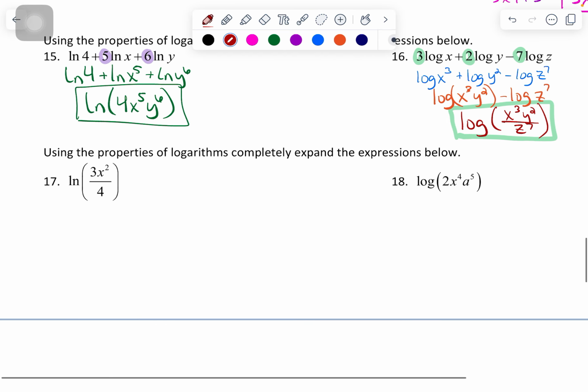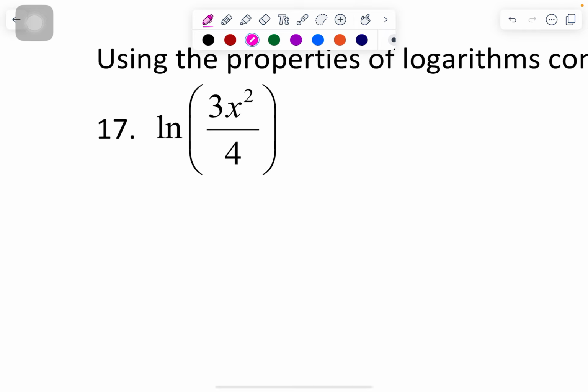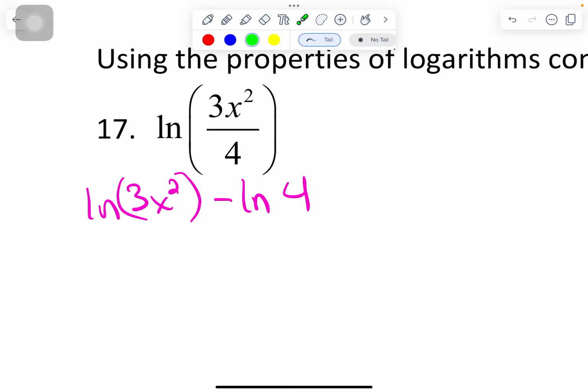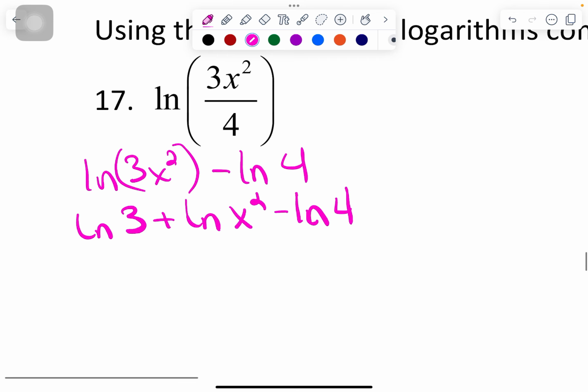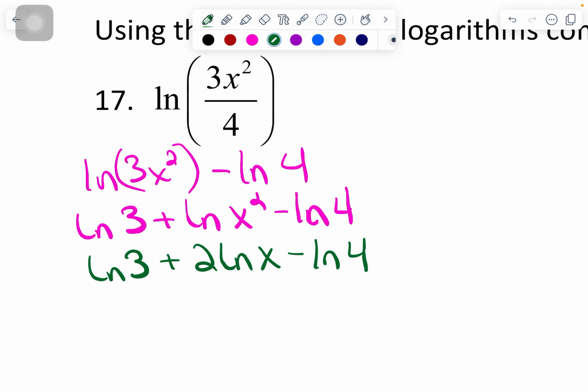And then for problem number 17, we're going to reverse it. So the first thing I'm going to do is split the division. So the natural log of 3x squared minus the natural log of 4. I'm going to split on the multiplication. So the natural log of 3 plus the natural log of x squared minus the natural log of 4. And the last thing I'm going to do is fly the exponent. So natural log of 3 plus 2 times the natural log of x minus the natural log of 4.